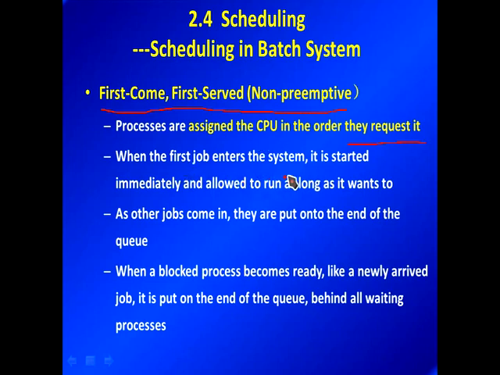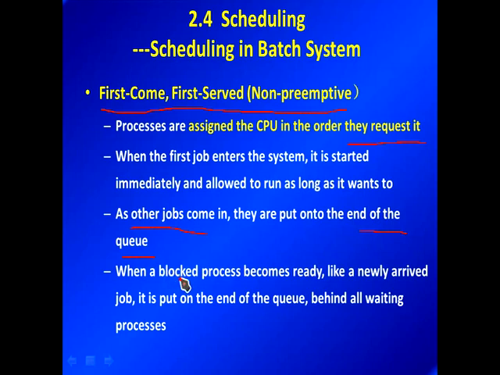So when the first job enters the system, it just starts to run some instructions immediately, and it can run as long as it wants to. During this period, while the first job is using the CPU to run its own instructions, if any other jobs come in, they need to wait. They are going to be put onto the end of the queue. There is a queue, and in the queue there are some jobs waiting to get into the CPU to finish their jobs.